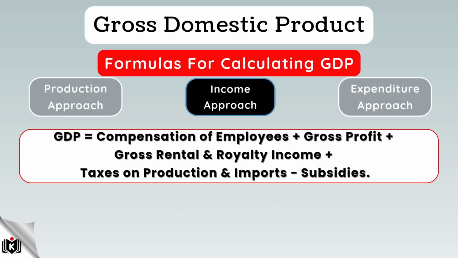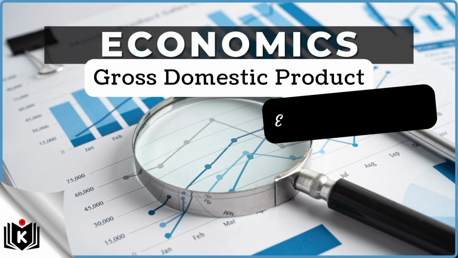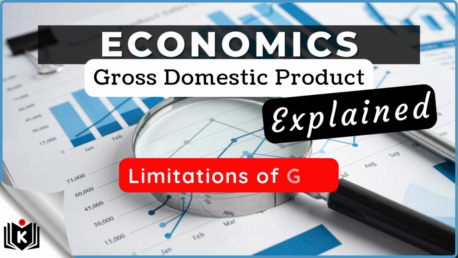Essentially, the income approach ensures that every element of income, from worker compensation to business profits, is accounted for when measuring a nation's economic output. This approach also provides a complementary perspective to other methods of GDP calculation, emphasizing the earnings side of production and distribution. Even though the GDP is a valuable metric, it does, however, have its own shortcomings.